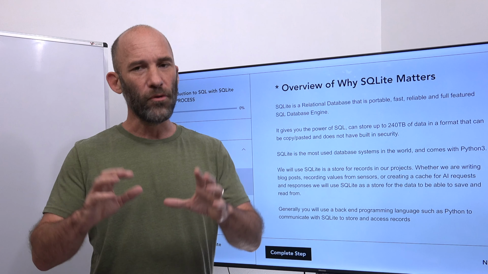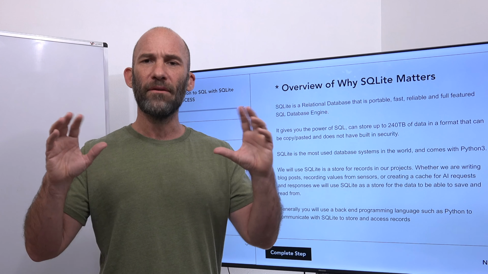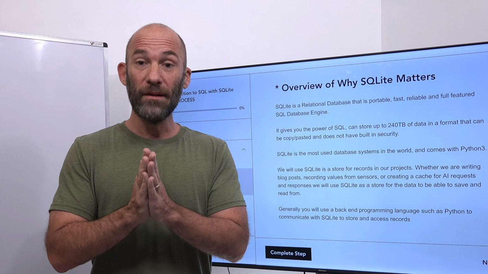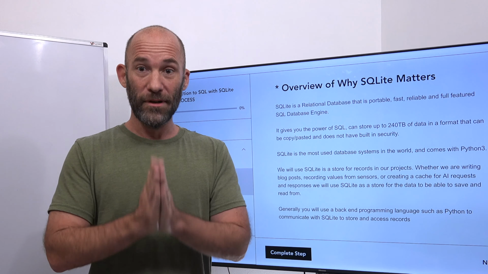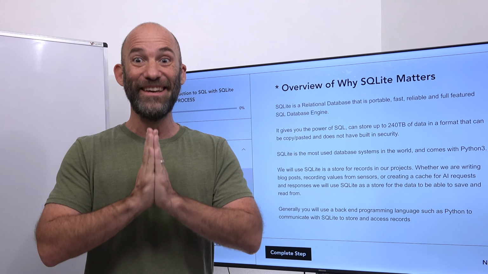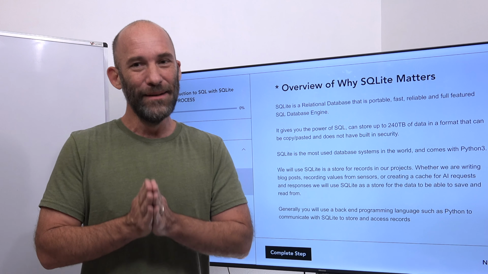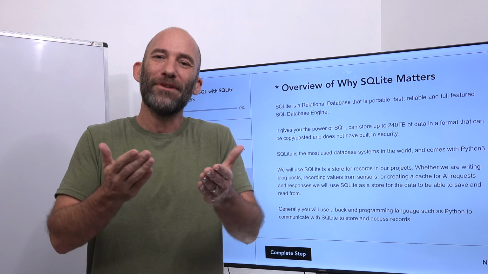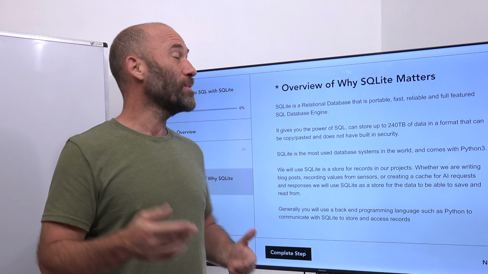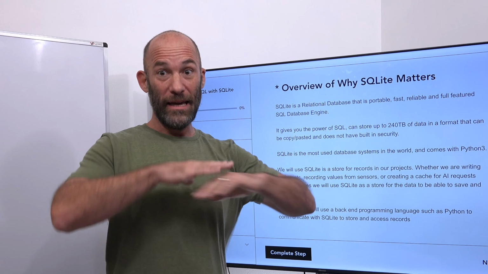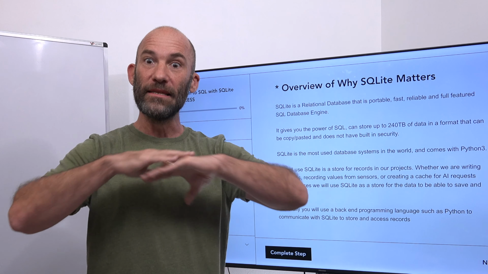So MySQL or MariaDB or any of these other database systems are incredibly useful in a real production environment where security really matters. But again, we're here at Silicon Dojo. I'm trying to teach you basic concepts. And one of the great things about SQLite is there is none of that. There is literally none of that.